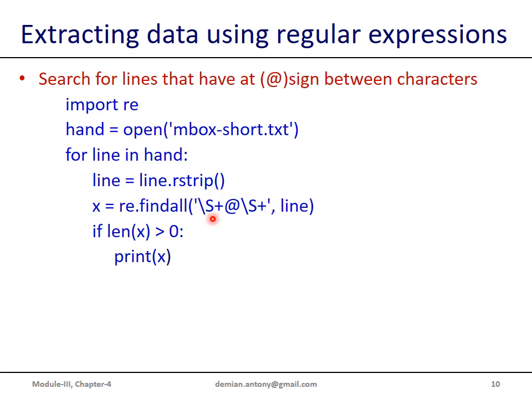\S represents a non-white space character. It can be any character other than white space. And if there is at least one occurrence, that's why we check here the length of x is greater than zero, there should be at least one pattern, you print that pattern.